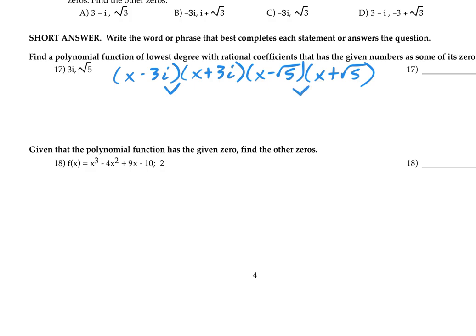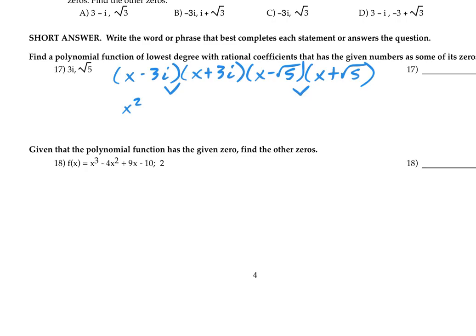So the best way to approach this is do the i's together, do the radicals together, get those 2 answers, and basically you're going to have to FOIL 3 times here. I'm going to FOIL the first 2 with you, and then I'll let you finish it up. This is very similar to what we did on number 15, just a little bit different numbers. So this would be x squared.